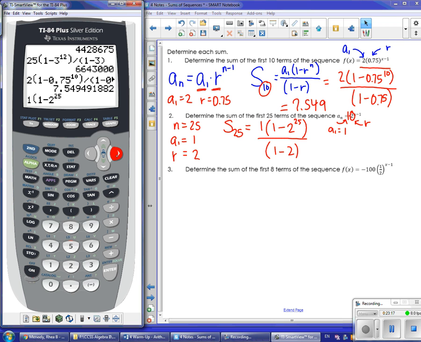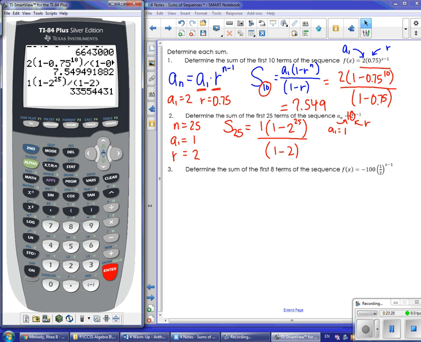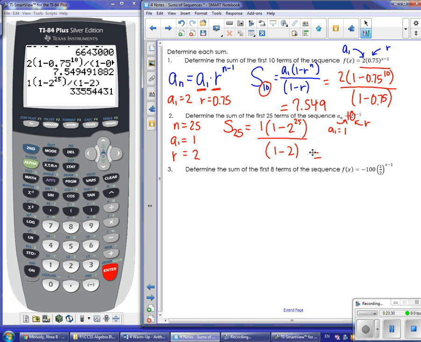And again, pull the cursor out of the exponent before closing the parentheses and dividing. And we get a nice big number. 33,554,431.